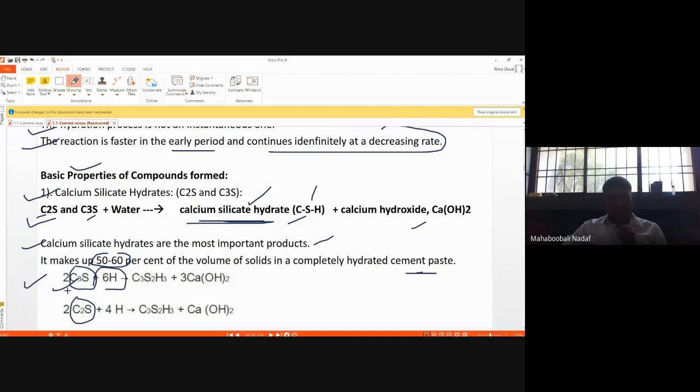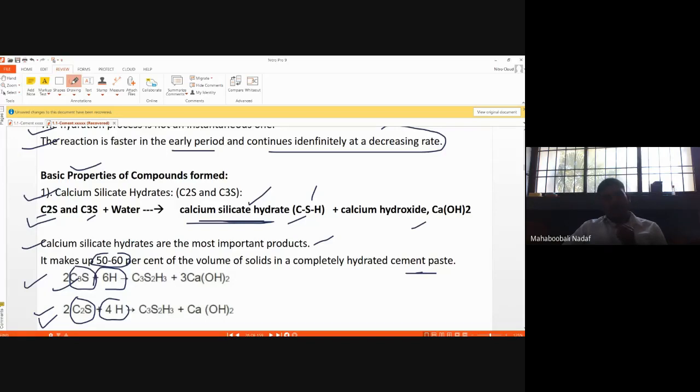See here, you can understand. Two molecules of C3S require more water. Two molecules of dicalcium silicate require less water. Which is good now? Now you should understand: the compound which is consuming less water for giving the same strength is good. So that is why I am writing 2 marks.